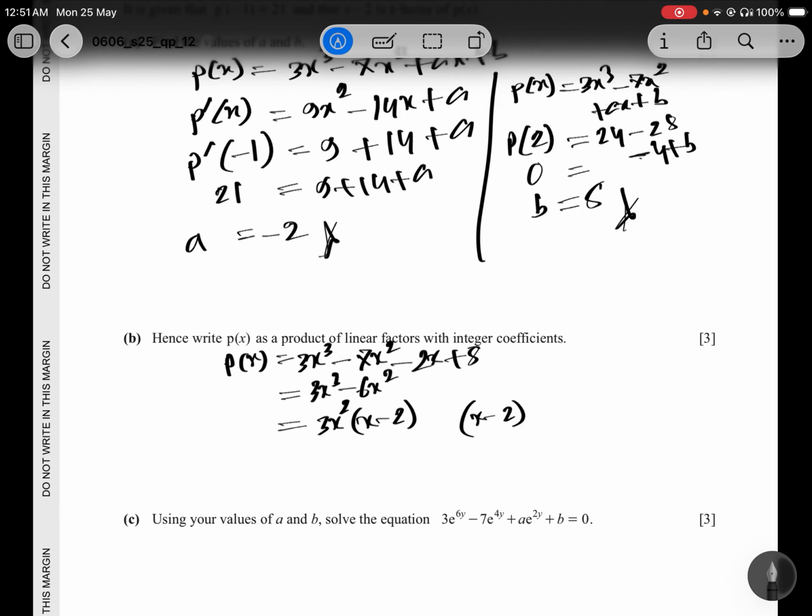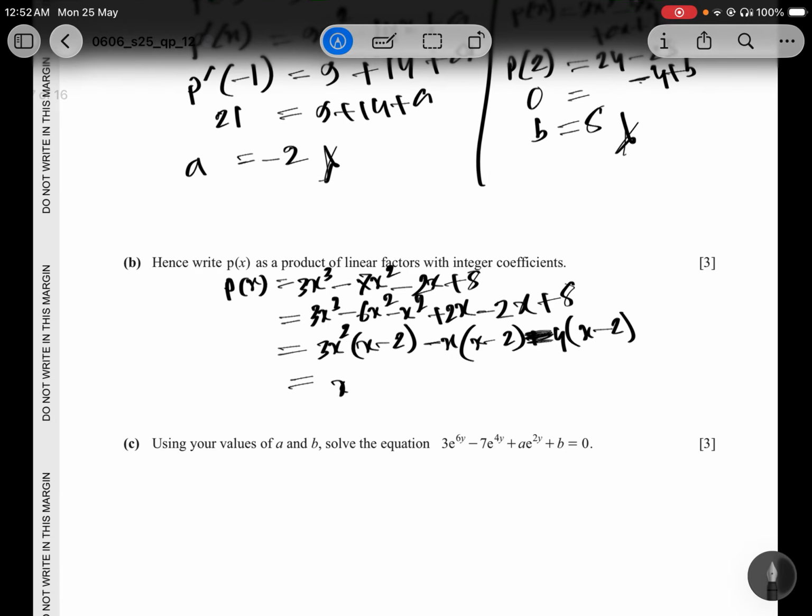X minus 2. So I need a minus x here to make minus 7x squared. Okay, and here plus twice x. So x minus 2 one more time, so I need to get -2, so I have to put -4. Okay, so -4 times x plus 8. Next, the thing should be x minus 2 times 3x squared minus x minus 4.